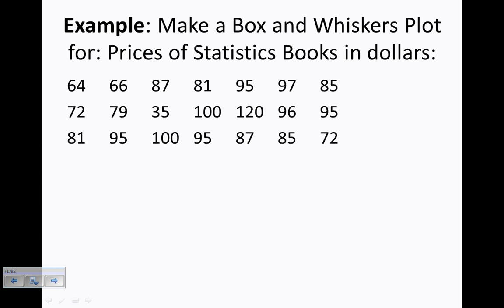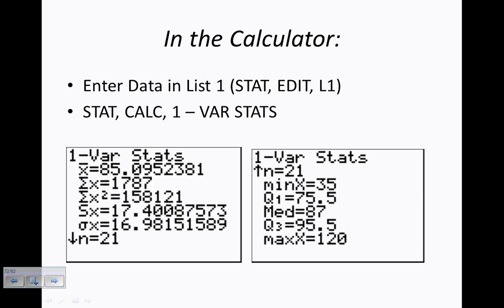All right. Make a box and whiskers plot or a box plot for the prices of statistics books in dollars. Go for it. I'm going to do it in the calculator. So I'm going to enter all my data into list 1. I'm going to go stat, calc, 1 variable statistics. In my 1 variable statistics, I can scroll up or down, and when I scroll down, I find my min, my quartile 1, my median, my quartile 3, and my max. Yay! There's my 5-number summary.